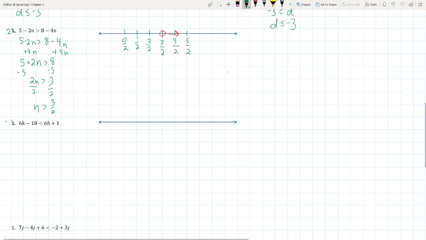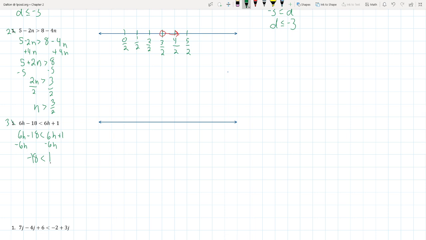So whenever we do this, this is number 3, by the way. Again, I don't like having this 6h on the wrong side. So I'm going to go ahead and write this out again. That's good, just good practice. 6h minus 18 is less than 6h plus 1. I'm going to subtract 6h from both sides. What that leaves me with is 0 h's, so I'm not even going to write it. So I get negative 18 is less than 1. Now the question that you get to ask yourself is, is this a true statement?